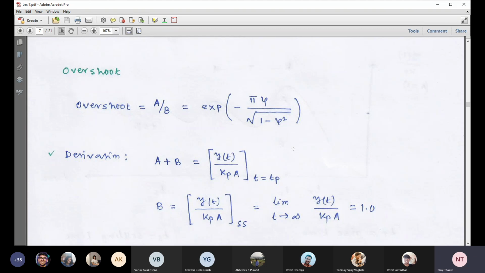So this is the complete thing for overshoot. Final expression I have written at the beginning. Now derivation we can do by considering y(t) by a kp at t equal to tp. Tp we already determined. B we can determine from the final value theorem, that is y(t) by kp a at steady state condition, and in fact that is shown in the plot also equal to 1. Considering this we get the first expression for overshoot a by b.